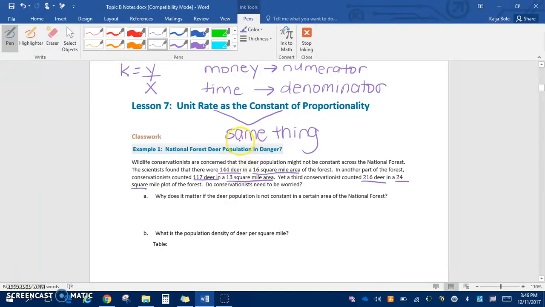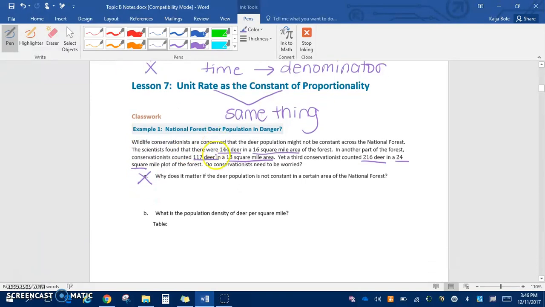First question asks, why does it matter if the deer population is not constant? Don't worry so much about that. You'll learn about that in science class. Part B, though, says, what is the population density of deer per square mile? So this per square mile is our key that we need to find the constant. Right? We need to find a unit rate or a constant of proportionality.